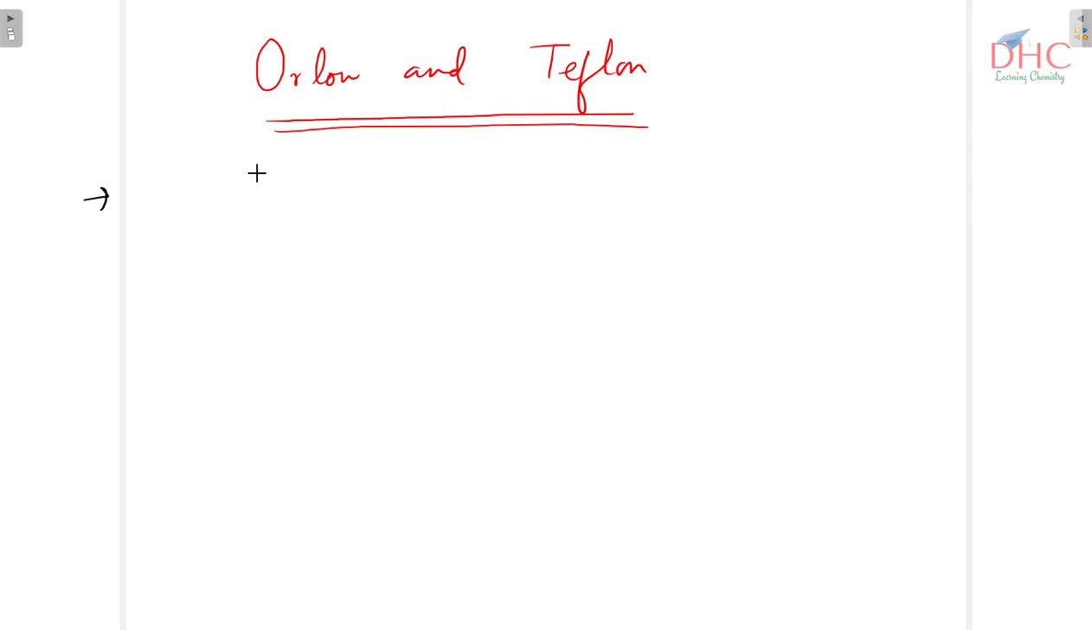Hello and welcome my dear friends. Today we will talk about the preparation and properties of two polymers, that is Orlon and Teflon. These are also addition polymers. So Orlon is basically a polymer of vinyl cyanide. So Orlon, it is the polymer of vinyl cyanide as monomeric unit.